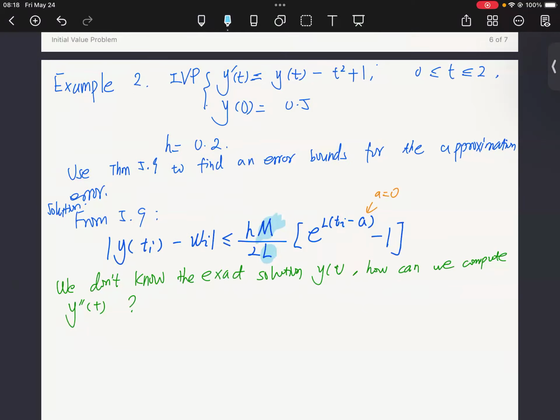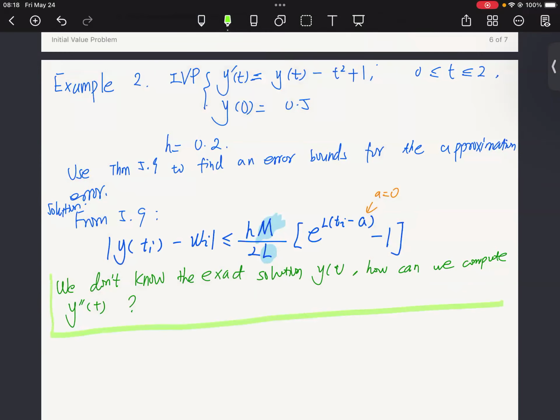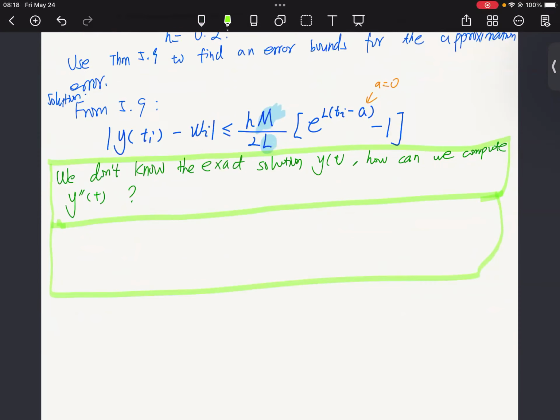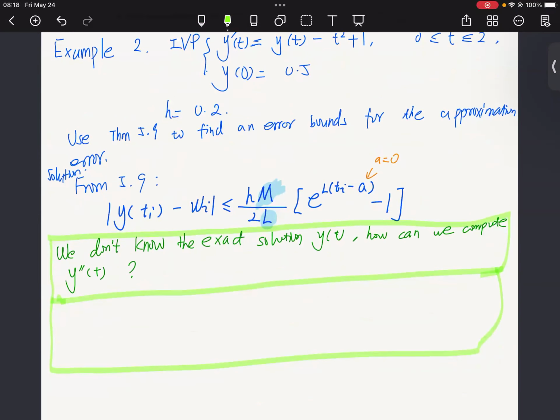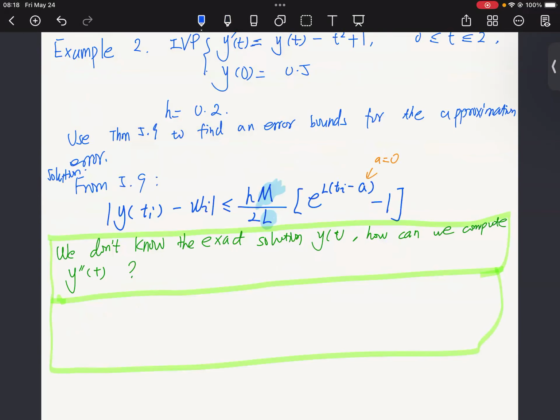And these are the questions we have here. And you will see, actually, we don't need to know the exact solution y(t), and we can calculate it in this way. So what's your function again? Your IVP problem might look like this: y'(t) equals f(t, y), right?